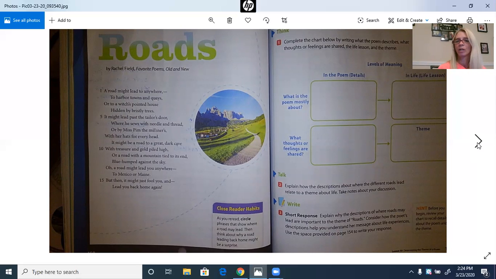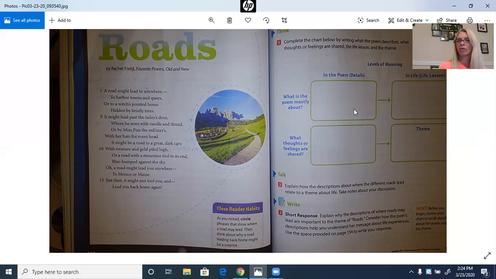Okay, so after reading that poem, you're going to think about the different places the author told you about that he may go. If you want to, you can go back and circle some of those places that the road may lead. So this morning we talked about how it can lead to harbor towns. It might lead to a witch's pointed house. It could lead you to Mexico or Maine, and it could lead you back home again, right? So we're going to write over here.